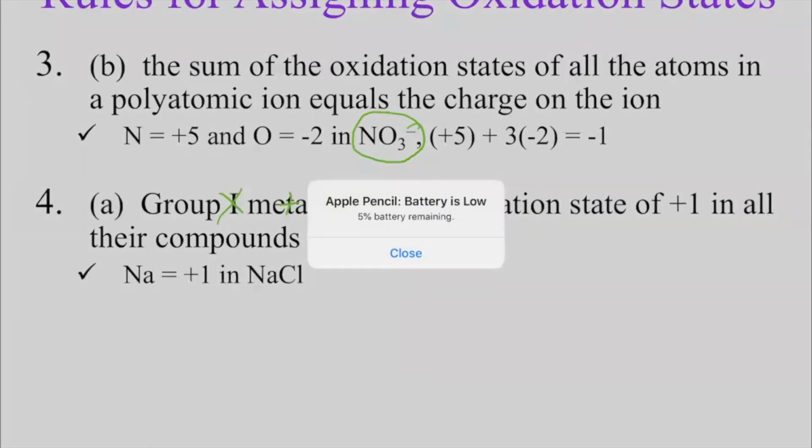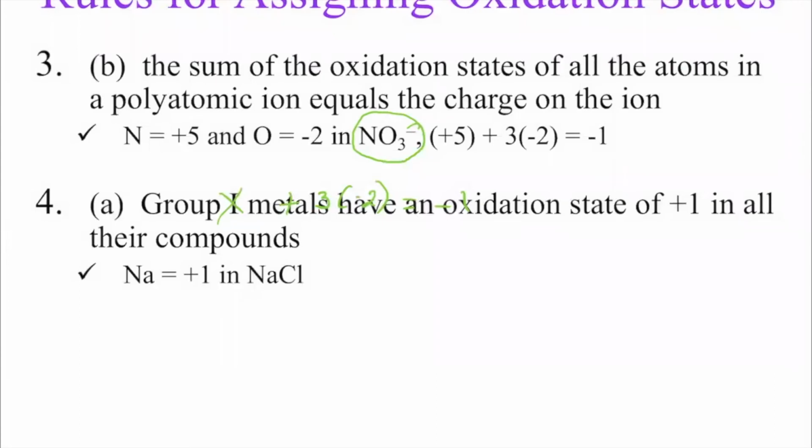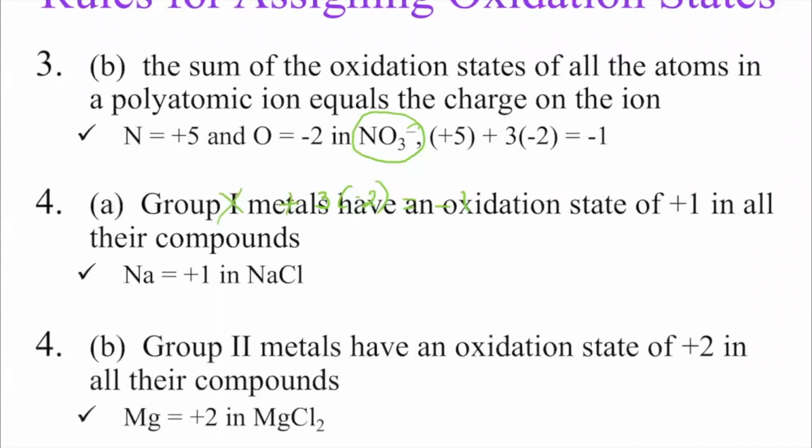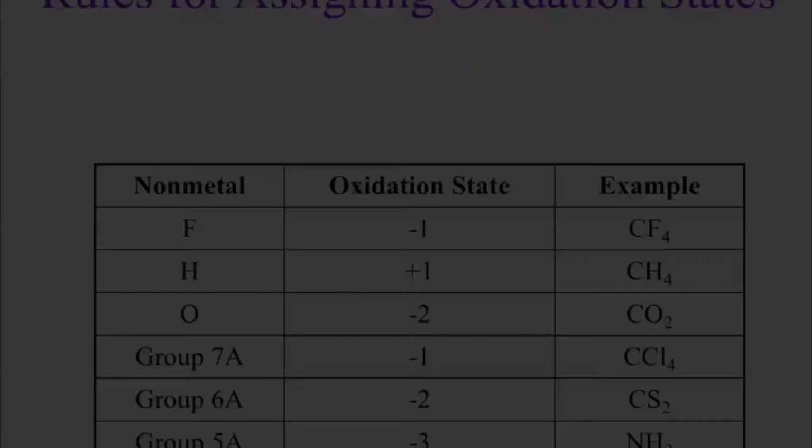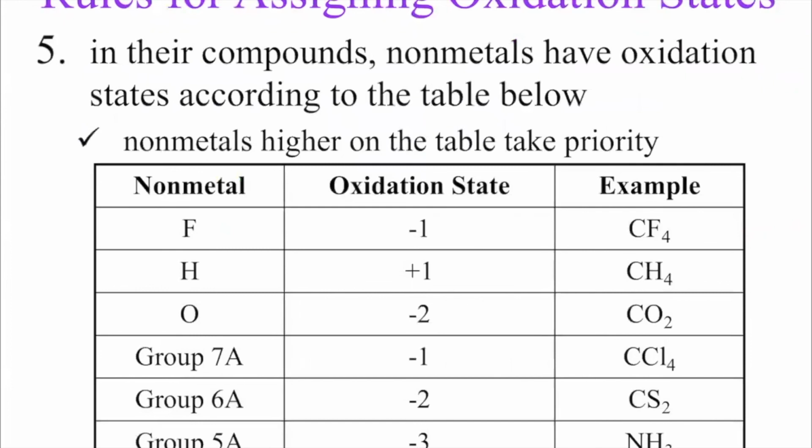Group 1 metals have an oxidation number of +1 in their compounds. They always like to have +1. Group 2 metals, they like to carry a +2 charge. Last but not least, a rule: some compounds are going to go based on priority. So for example, in this case, fluorine will have a -1, hydrogen will carry a +1, oxygen will carry a -2, and so on. So this chart is really good for you to become familiar with.